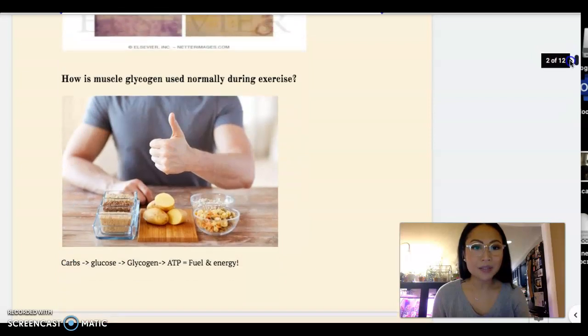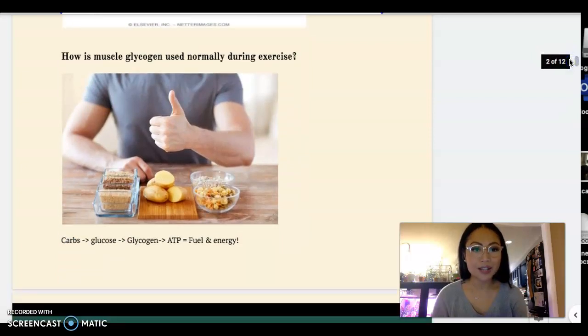So how is muscle glycogen normally used during exercise? When we eat carbs, our bodies break it down and change it to a form of sugar called glucose. Glucose then goes through a series of processes that turn it into glycogen. Glycogen is the predominant form of sugar that is stored mostly in our liver and muscles. Glycogen is very important because it is what our cells use to produce ATP for fuel and energy.